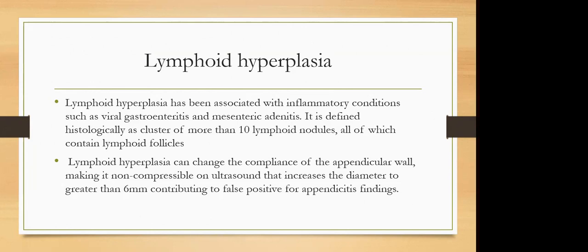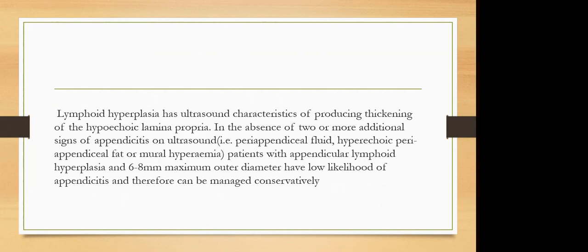So the lymphoid follicles, if they enlarge inside the appendix, when you are doing your compression, the appendix is not compressible. And if you only look at the size, the diameter, it's more than 6 millimeters, acute appendicitis. You didn't check other things in the surrounding criteria.